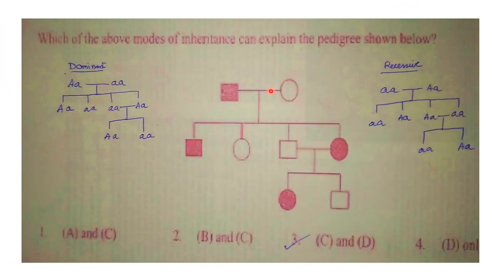Now here are the conditions. If it is dominant, this has to be capital A, small a, and this one will be small a, because this one is not having the disease, whereas this one is diseased and it is autosomal dominant. Now since there are a daughter and a son who are affected with the disease, naturally this has to be a heterozygote.